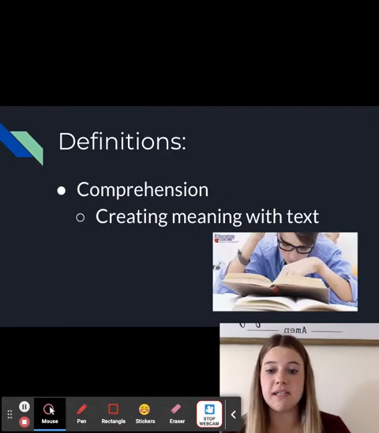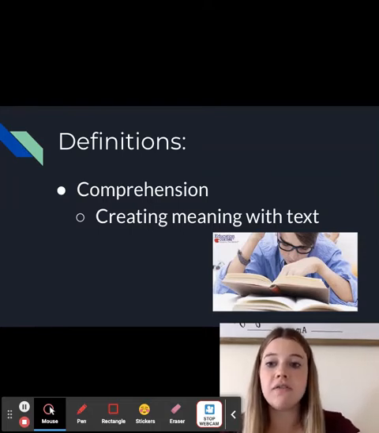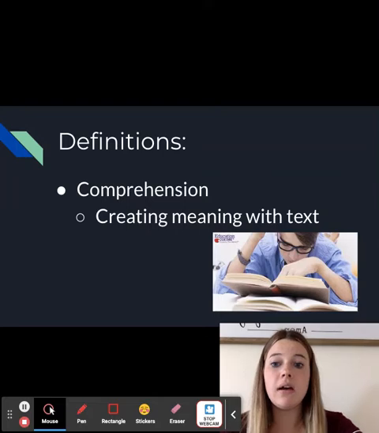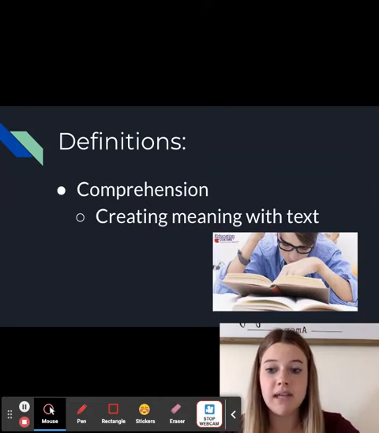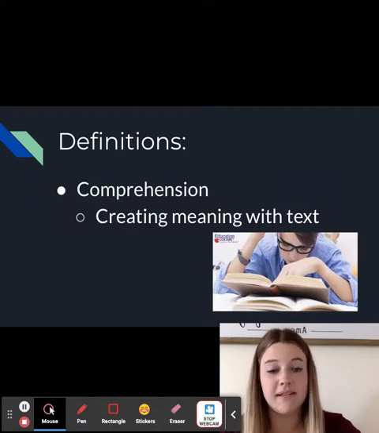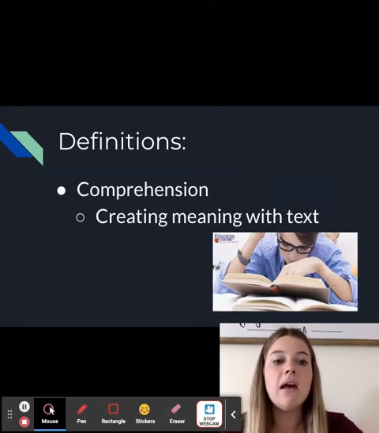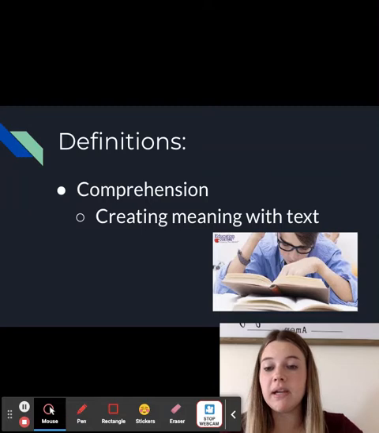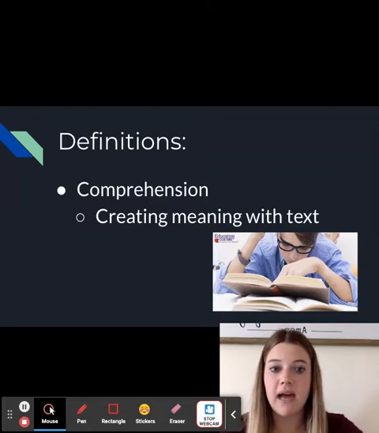As we go through this presentation, there are some definitions that we need to learn. The first one would be comprehension. Comprehension is creating meaning with text. You are going to hear me talk about comprehension all presentation because that's our main topic. But essentially, we cannot expect a student to comprehend a text if we don't give them those skills. So we can't expect our students to have any meaning with a text if we're not preparing them with how to do that.